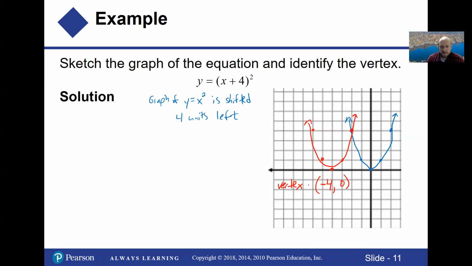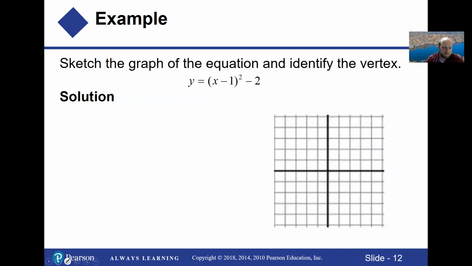Okay, and we can say vertex is -4, 0, or you can just say vertex -4, 0. Some people say v -4, 0. Doesn't matter really, they'll have maybe different notation on your homework. I'm not quite sure what that is. I haven't checked yet, but one of those forms.